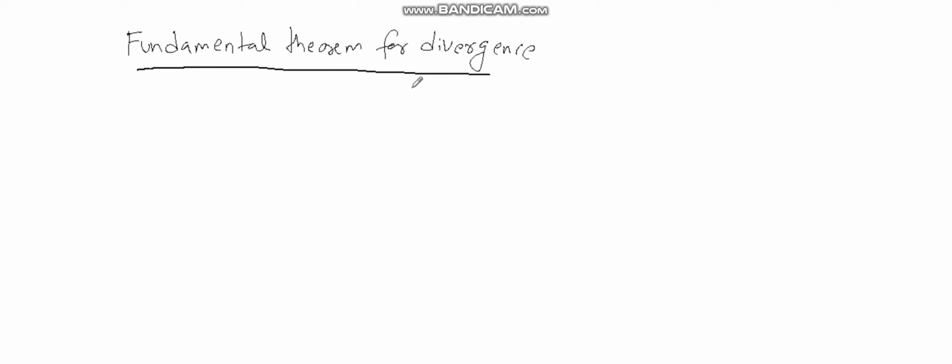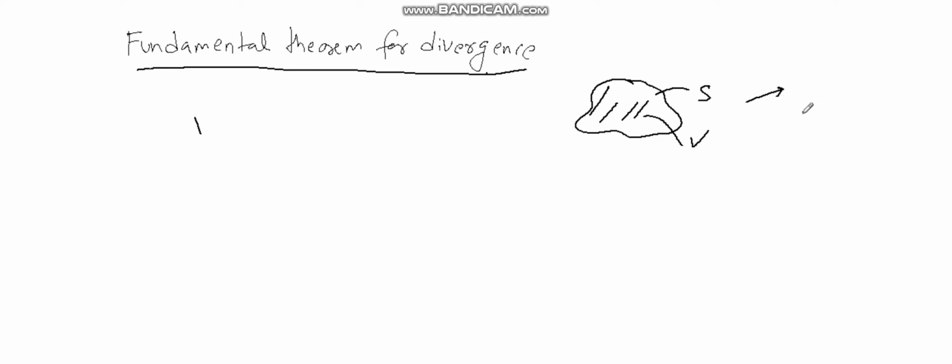So what is it? Suppose we have a surface. This is a closed surface S, and if it is a closed surface, then there must be some volume V that resides inside that closed surface. And one more thing: we have a vector field V that is present everywhere in this space, inside that volume as well as outside of it.